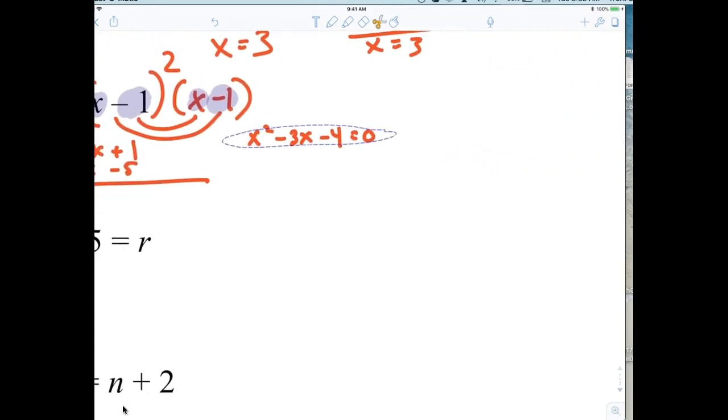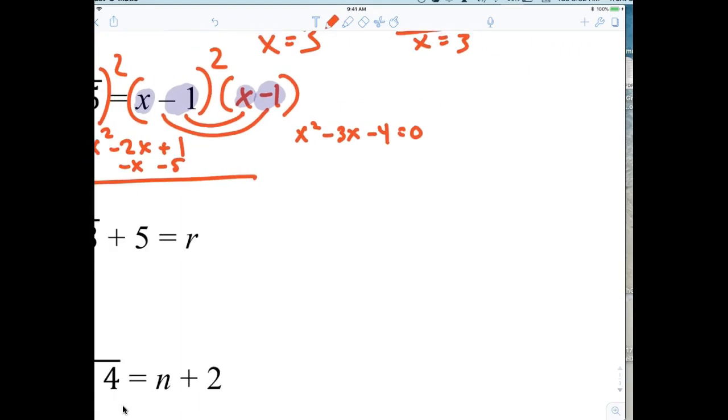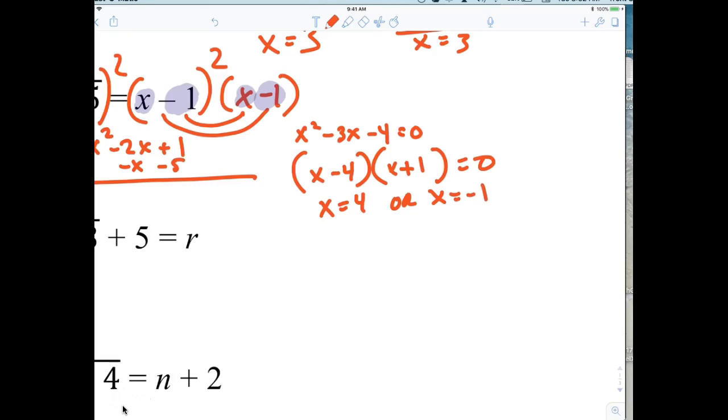All right, now we have to factor that. Exactly, thank you. So x times x, negative 4, and a plus 1. So x equals 4, or x equals negative 1. Because you're listening, you probably know negative 1's not going to work, but we're going to double check.